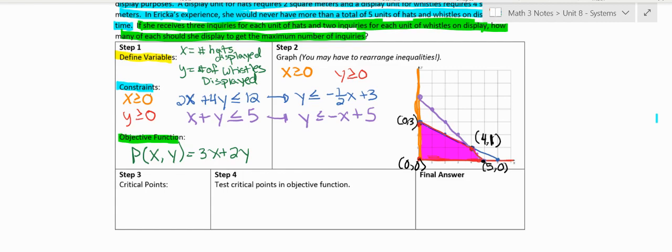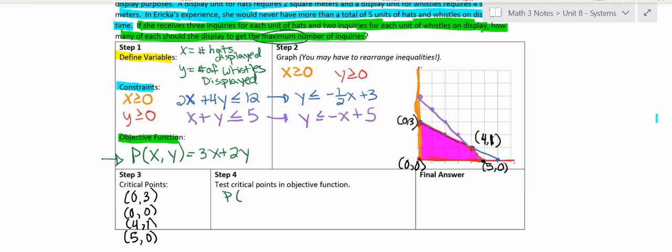When we graph this, we have our critical points. We have a point of (0, 3). We have a point of (0, 0). We have a point of (4, 1), and (5, 0). So those are the vertices, or our critical points. We're now going to put those into our objective equation to see which of these gives us the maximum number of inquiries.